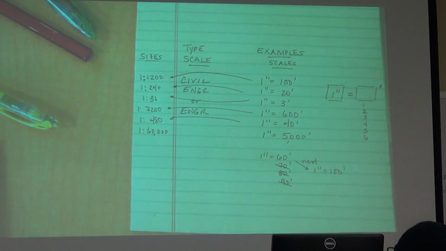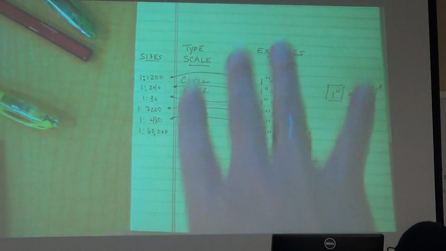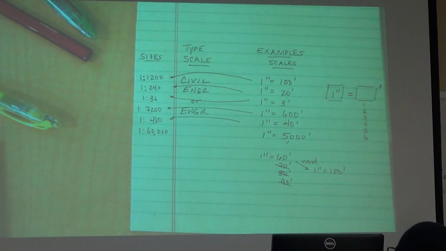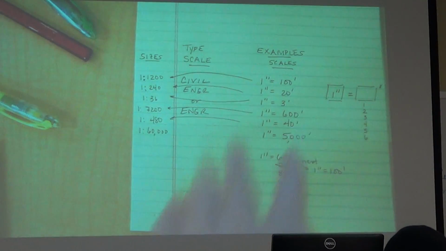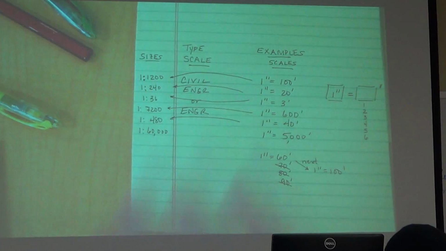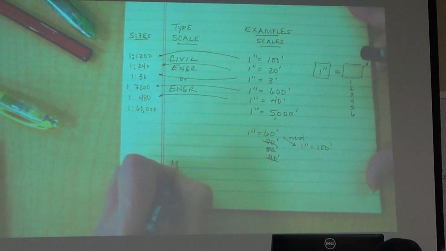Okay, everybody good? So, is this type of scale called an engineering scale? Yes. Is it called a civil engineering scale? Yes. Is it called a mechanical engineering scale? No. Is it called an engineering scale? Yes. Okay. So now the next scale we're going to look at is mechanical.